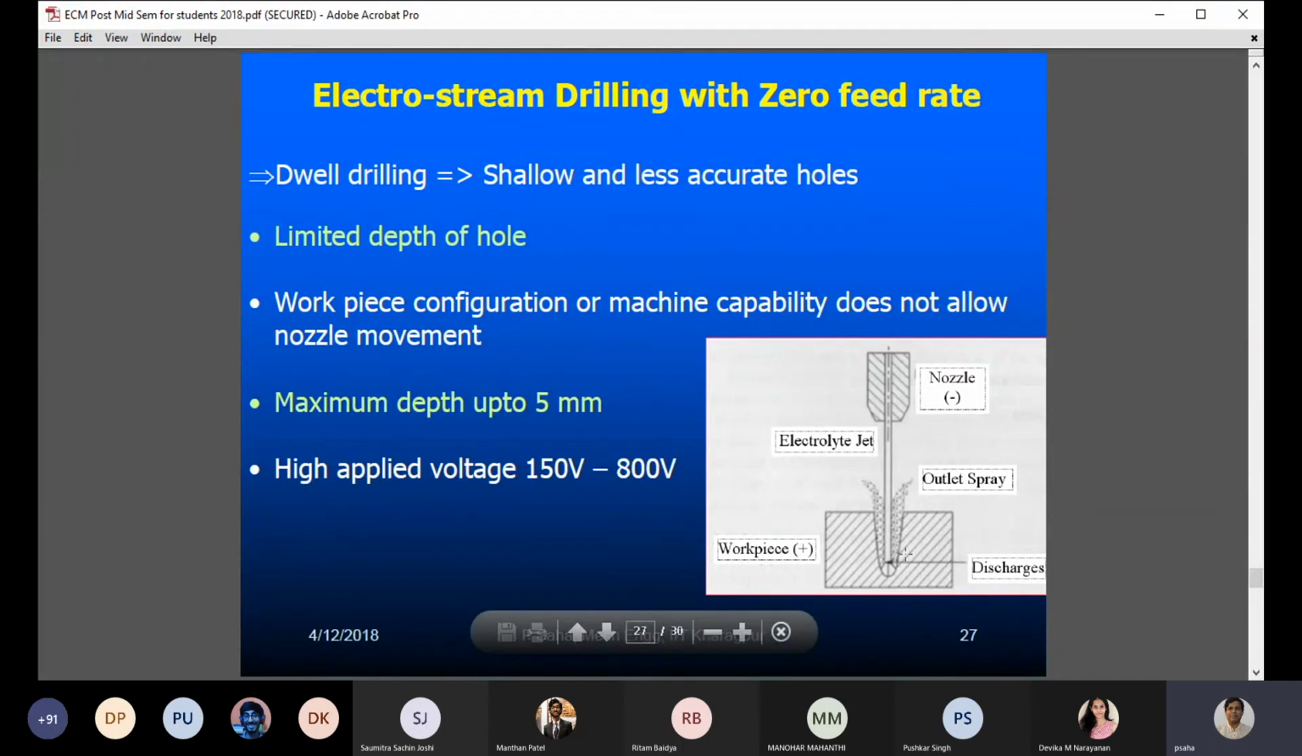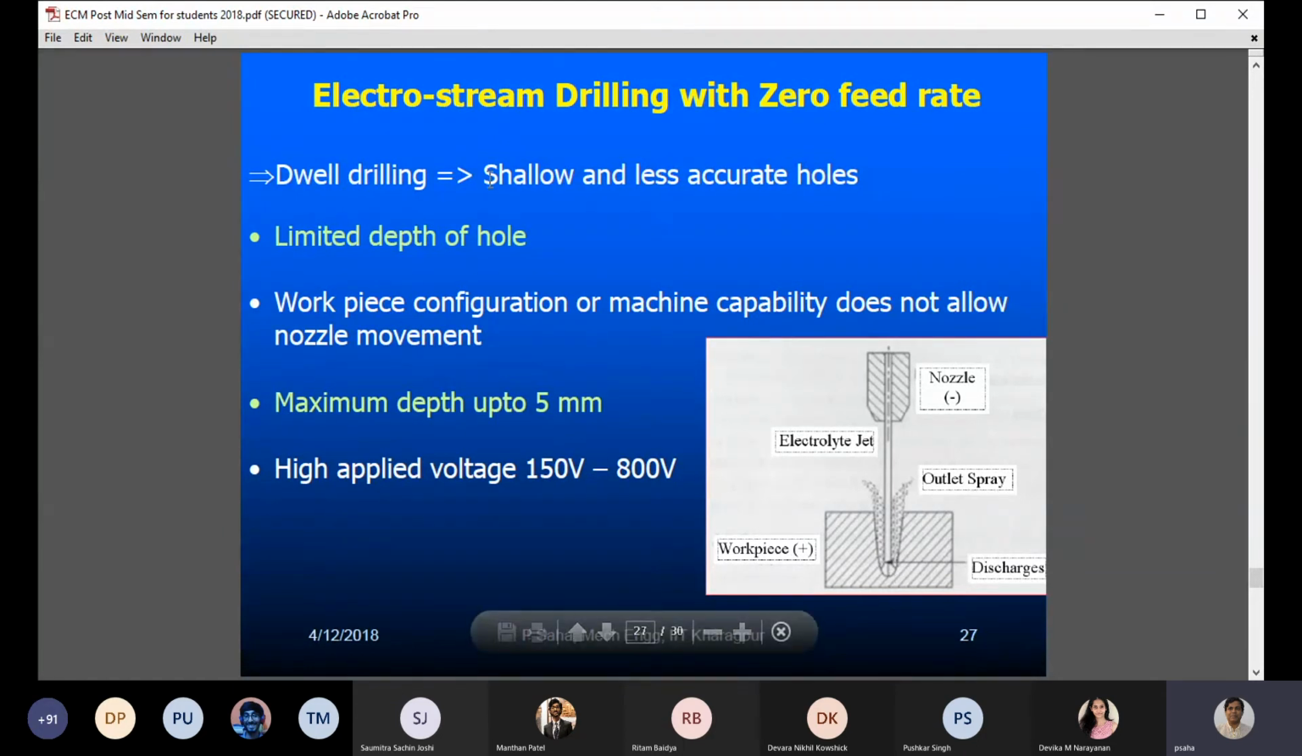This is the electrolyte jet. Because of this vicinity, the particles are automatically negatively charged. Now these negatively charged particles get attracted towards this job and impinge over here, and because of the potential difference, there will be quick electrochemical dissolution over here.